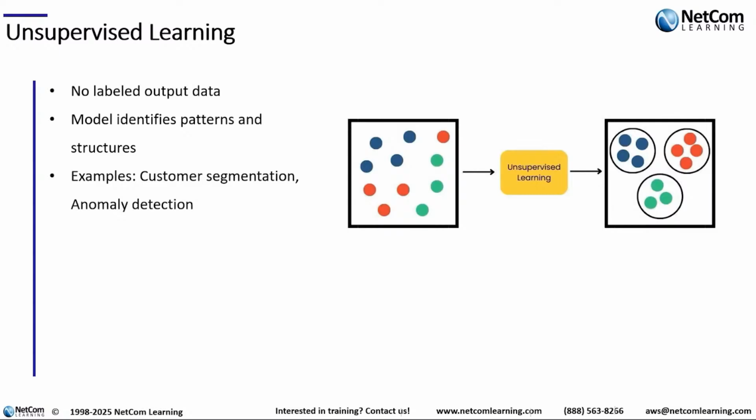Okay, so again, supervised learning, we look for human intervention there. We have a data set to compare it to. Unsupervised learning, there's no human intervention, and there's no data set to compare it to.